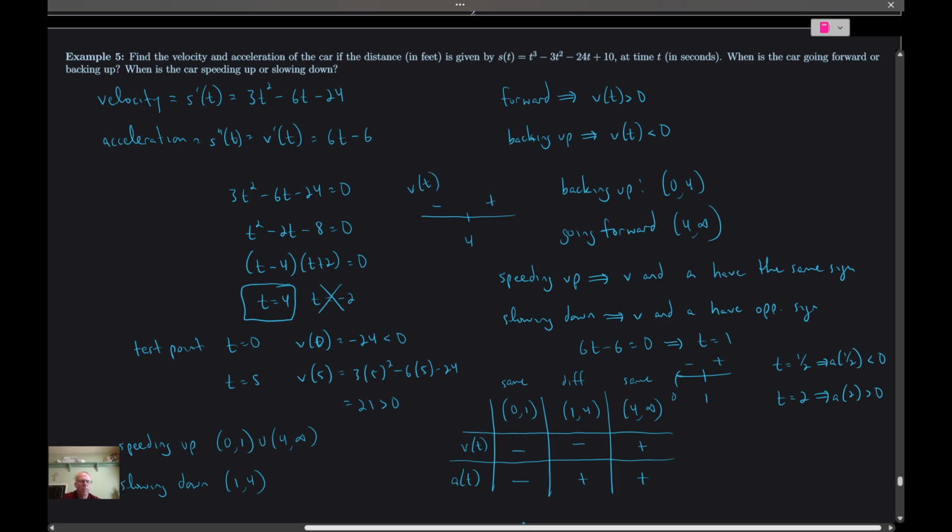Remember, velocity is the first derivative, acceleration is the second derivative. Going forward, velocity is positive, backing up, velocity is negative. And then speeding up means that velocity and acceleration have the same sign. Slowing down means they have opposite signs. And I kind of like this idea of the table here because it gets a little bit confusing, especially if you start getting more intervals. 3 intervals is not terrible, but once you get more than 3, maybe it gets a little bit tricky. So I like the idea of the table. It helps you keep things straight.